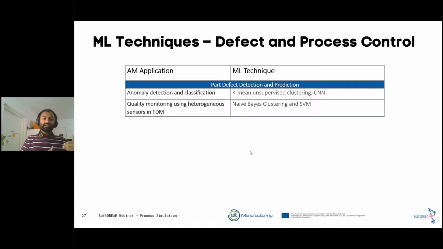For that, the first step is machine learning techniques. What are the different kinds of machine learning techniques that you can use to classify? First of all, identify the defects, and then take action on them. So we are at the first step: what are the techniques that we can use to identify the defects, and what are the triggering actions for the real-time control system. For anomaly detection, we can use k-means unsupervised clustering and convolutional neural networks for classification. Regarding the quality monitoring for different sensors in FDM, we use naive Bayes clustering, which is a kind of conditional probability-based clustering, and support vector machines, which use a hyperplane. And yeah, you can go next.